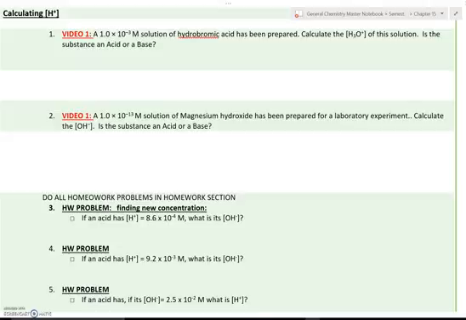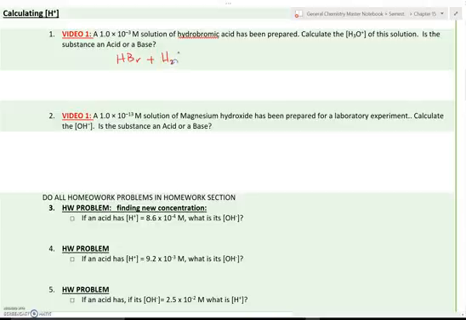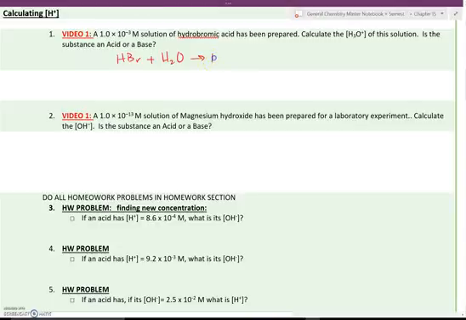So the first thing that we need to do to figure out the molarity of our H3O+ concentration is write out a dissociation equation for hydrobromic acid. Now remember, hydrobromic acid is just HBr. And so when we write it out, the H3O+ concentration is the same as the H+ concentration. When we write it out, we have H3O+ as a product plus Br-.